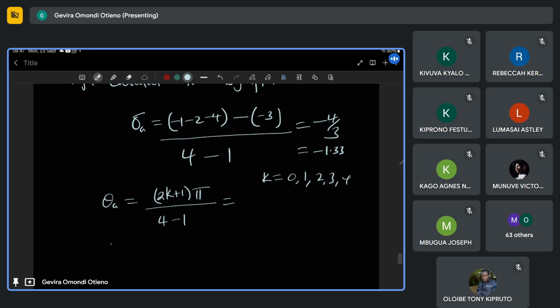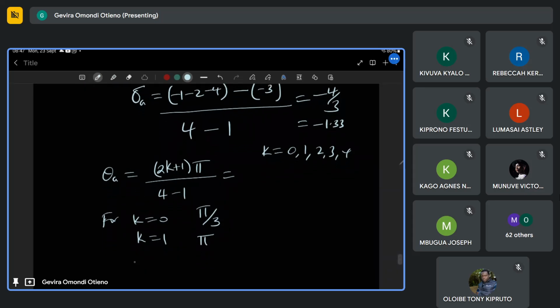So let's say for k is 0, then we substitute this with 0, and we'll have the angle as pi over 3. Because if it is 0, we're going to have pi over 3. For k is 1, then we are going to have 3 pi over 3, which is pi. For k is 2, we are going to have 5 pi over 3, yes. And so on and so forth. You can put as many angles as you want, but they will help you in the plotting.